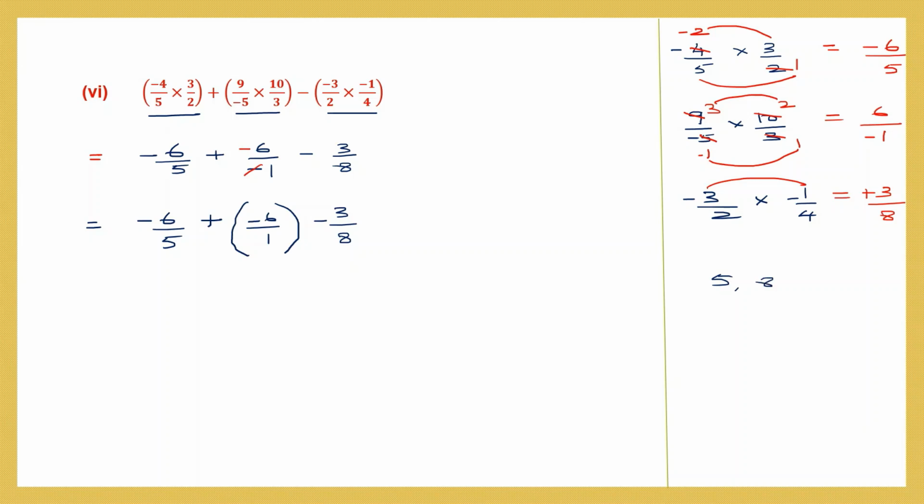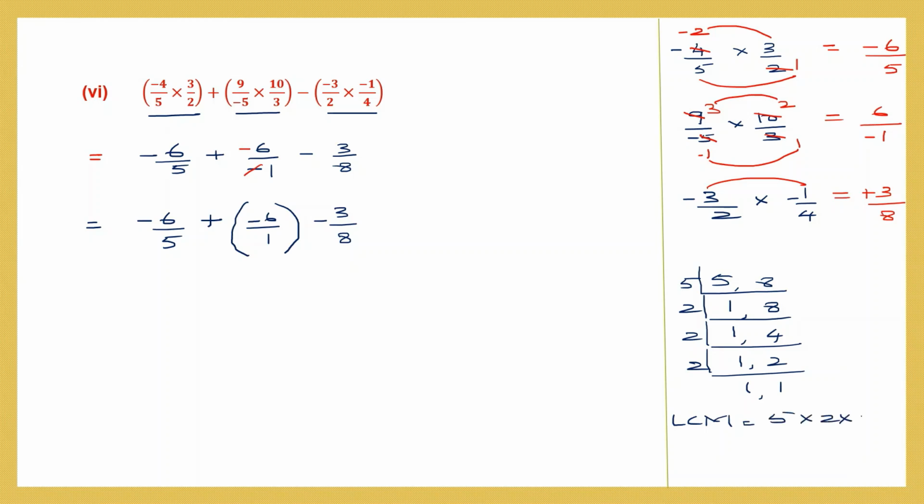Let's do that. 5 and 8. Let's begin with 5. 5 ones are 5. 8 I bring down as it is. Now I go to 2. 1 and 2 fours are 8. Then I continue again. 2, 1 and 2 twos are 4. Continue. 2 again. 1 and 1. So what is the LCM? LCM is 5 into 2 into 2 into 2. So let's multiply these. 5 twos are 10, 10 twos are 20, 20 twos are 40. So our LCM is 40, which we are going to use as the common denominator here.